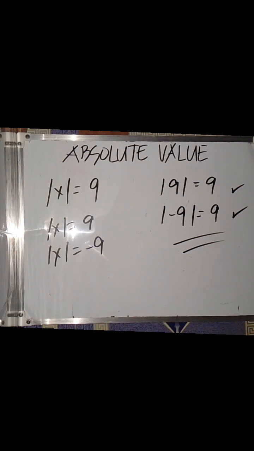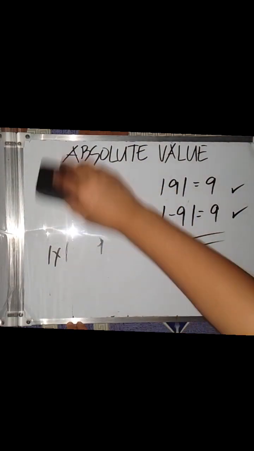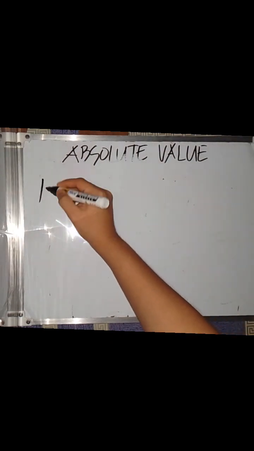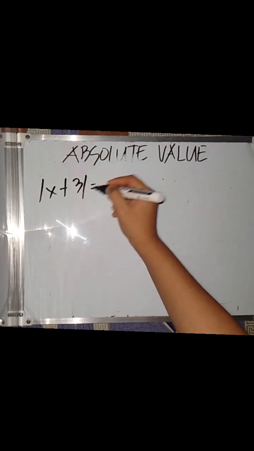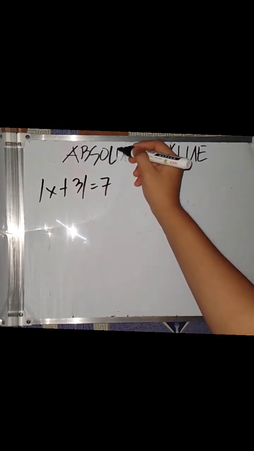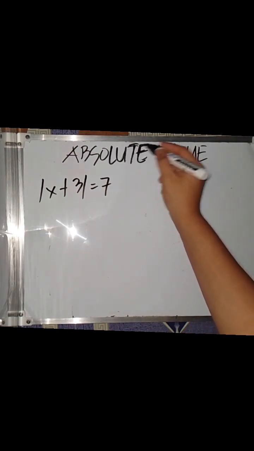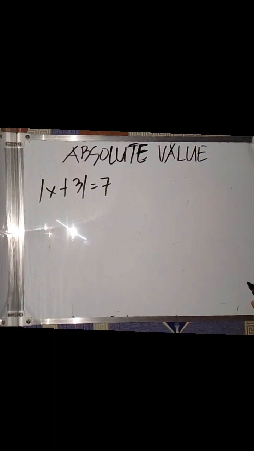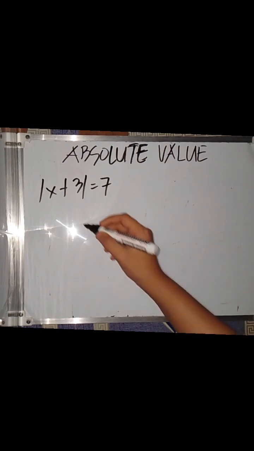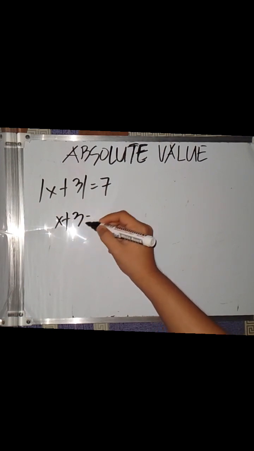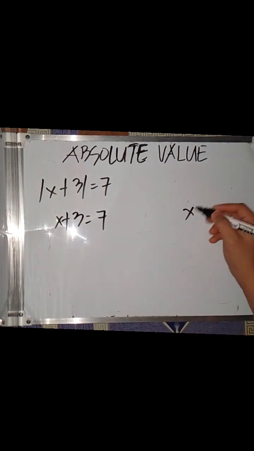So next example, let's say we have this equation: the absolute value of x plus 3 is equal to 7. How will we solve for the value of x? The first thing that we should do is to write this equation in this form: x plus 3 is equal to positive 7 and x plus 3 is equal to negative 7.